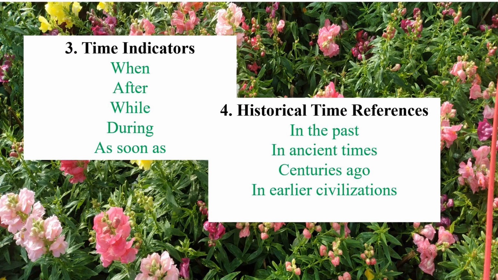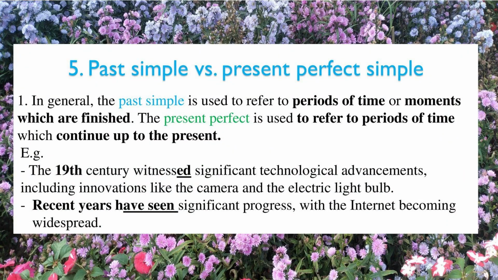4. Historical time references such as in the past, in ancient times, centuries ago, in earlier civilizations. 5. Past simple versus present perfect simple. 1. In general, the past simple is used to refer to periods of time or moments which are finished. The present perfect is used to refer to periods of time which continue up to the present.